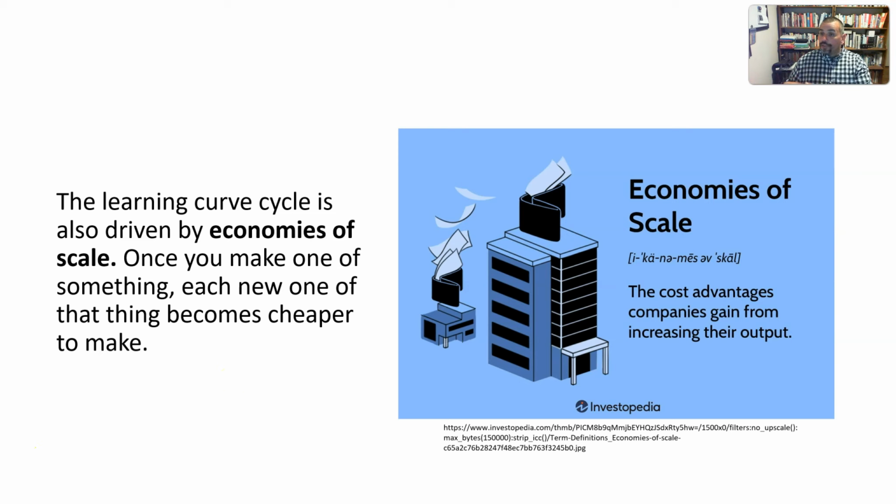When you read chapter 2 of The Big Fix, one of the things that you're going to see is that the learning curve and economies of scale were one of the reasons why automobiles, personal cars, became so inexpensive for a lot of people as well.